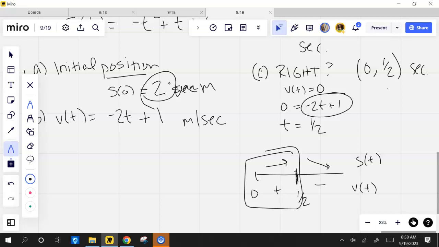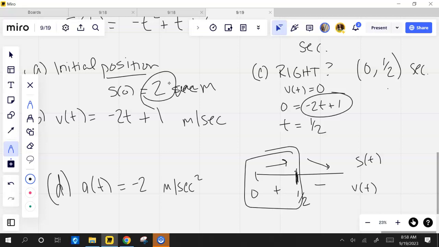Oh, we already did that. I thought that was okay. When's it moving to the? Oh, it doesn't ask for the left. Okay. Jeez, what's the acceleration at any time? Constant acceleration, right? Meters per second squared.